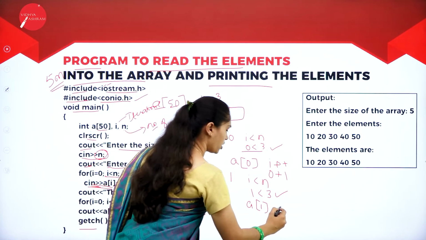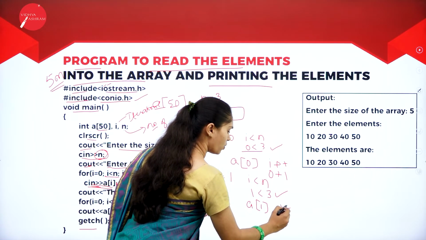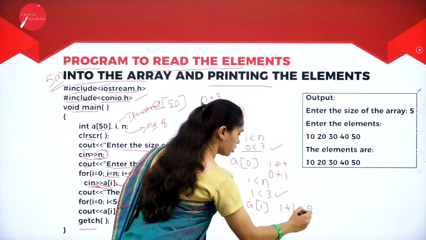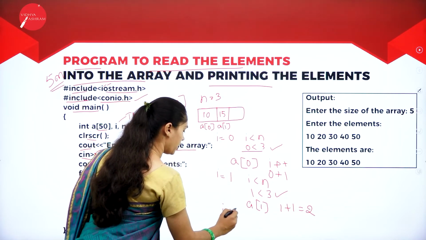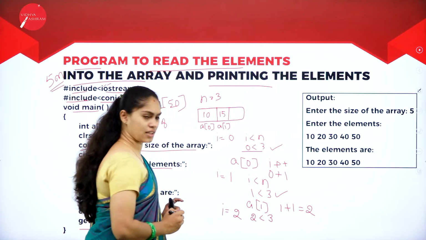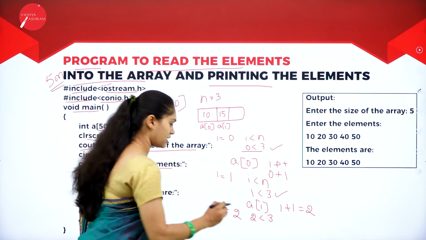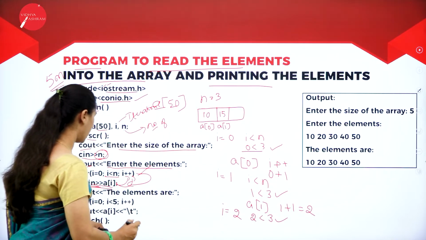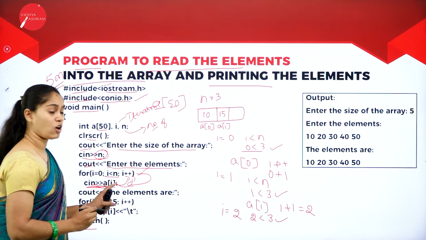Now i will be incremented by 1. Initially it was 1, and 1 plus 1 becomes 2. So now my i value is 2. Again it will check: is 2 lesser than 3? Yes, it is true. If it is true, again it will read the content for a of 2.